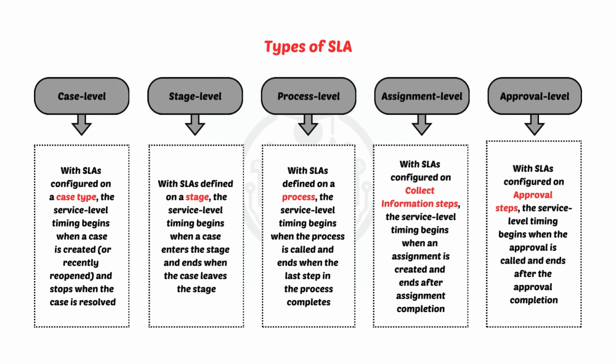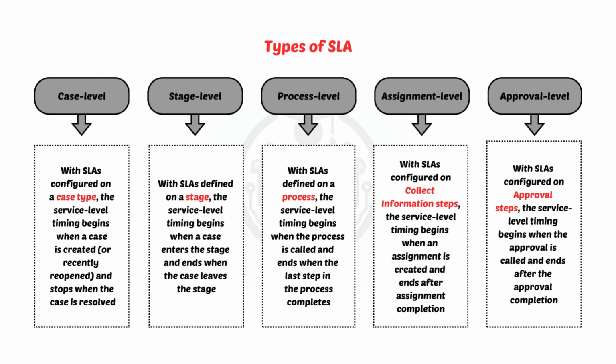SLAs in Pega can be applied at different levels. Case level begins when a case is created and ends when resolved, ensuring the entire case meets its deadline. For example, a customer ticket must be resolved within 5 business days. Stage level applies to a specific stage of a case, starting when the stage begins and ending when it's completed. Consider a document verification stage that must be completed within 3 business days.